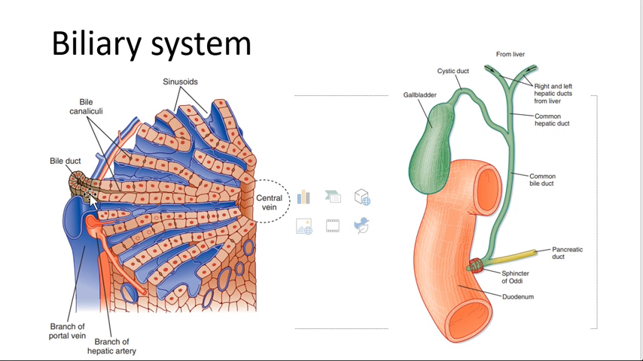So the canaliculi are green colored, as you can see. These are the canaliculi arrangement, surrounded by hepatocytes. These hepatocytes secrete bile, pour it into the canaliculi, and that bile collects in the bile duct. These bile ducts basically form the interlobular bile ducts, so between two lobes, interlobular bile ducts.